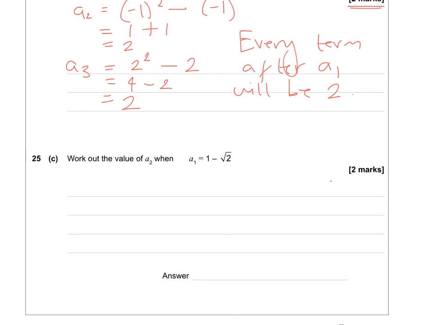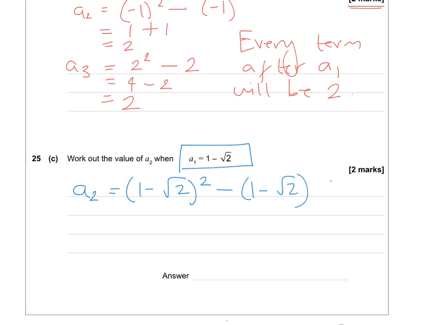Question 25c. Work out the value of a2 when a1 is equal to 1 take away root 2. a2 is equal to a1 squared minus a1. This pair of brackets is absolutely essential because you are subtracting and then there is a negative here as well. So we're going to have to deal with a minus situation. Firstly, we need to expand this pair of brackets, 1 minus root 2 multiplied by 1 minus root 2, and then we're taking away a 1, which is this, and then we're taking away a minus 2, so we have a plus root 2 at the end.